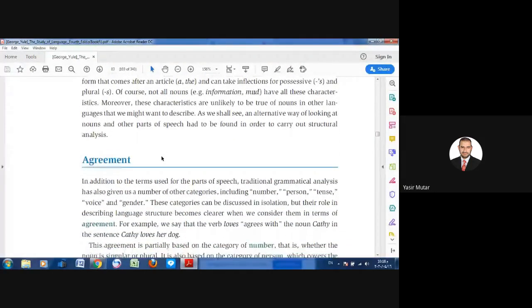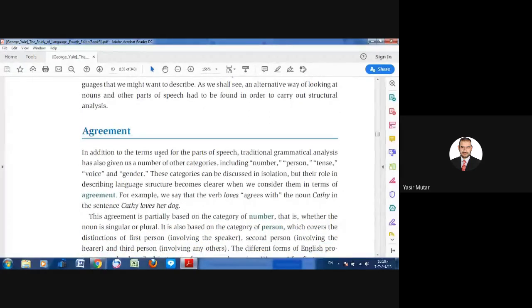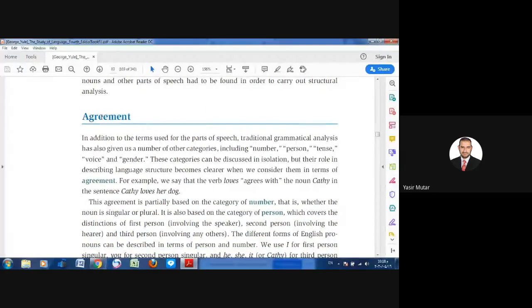Agreement. I'll give you a short introduction about agreement, and inshallah, maybe in the next lecture, we'll try to focus more on this item or this term. What's meant by agreement? Yes, you have got number, person, tense, voice, and gender. What's meant by agreement here?